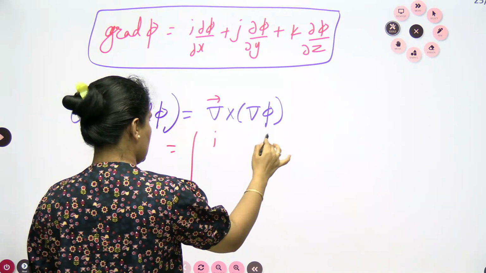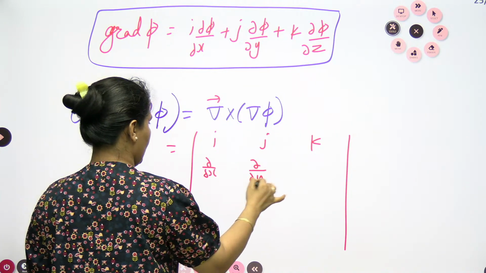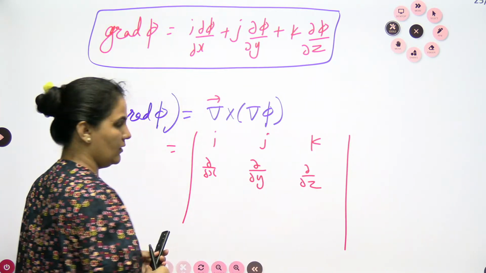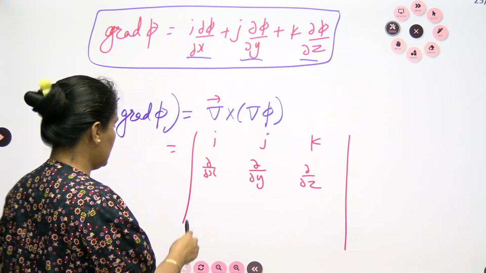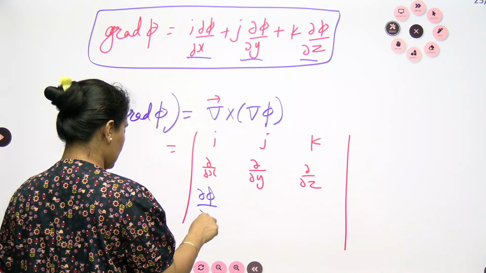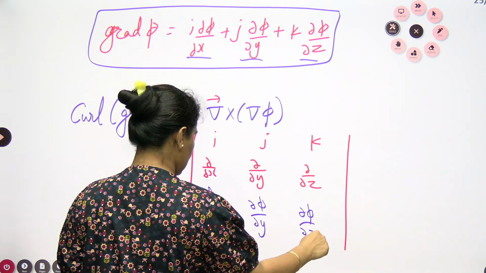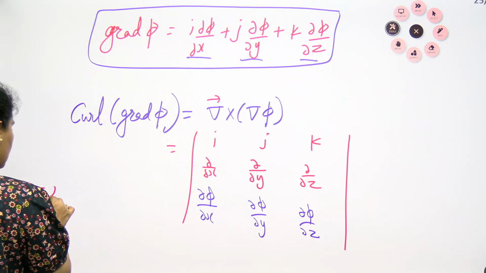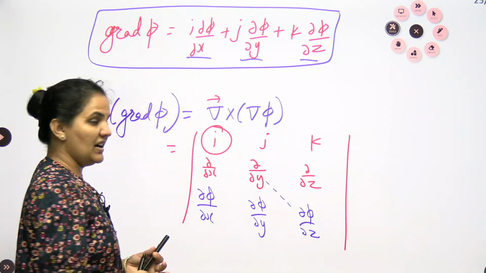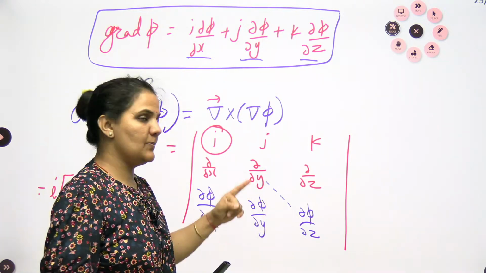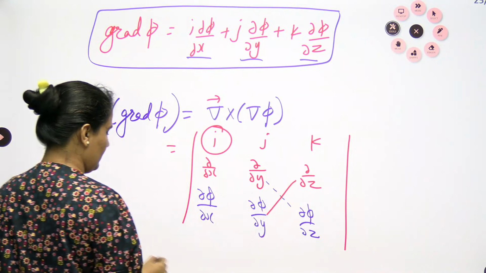I can write this as a determinant with i, j, k, the del operator components del by del x, del by del y, del by del z, and then the gradient components del phi by del x, del phi by del y, del phi by del z. When I solve with respect to i, the partial differentiation of del phi by del z with respect to y minus the partial differentiation of del phi by del y with respect to z will be 0.